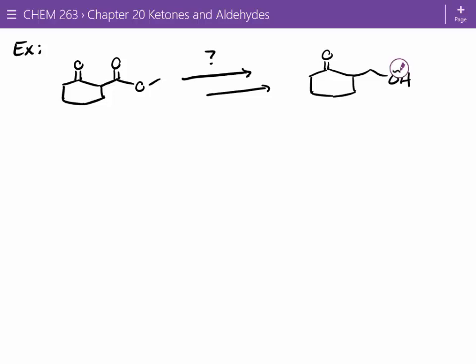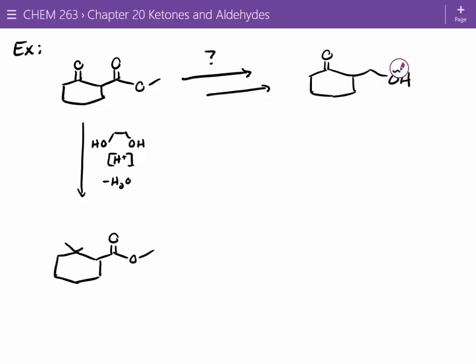Exactly. Good job, Adrian. So if we react it with our ethylene glycol, we use a catalytic amount of acid, and we drive off water from the reaction, we can protect that ketone.